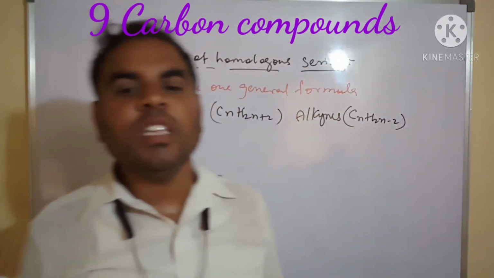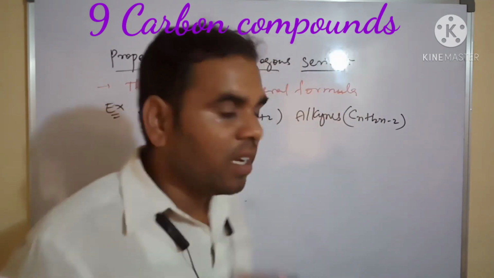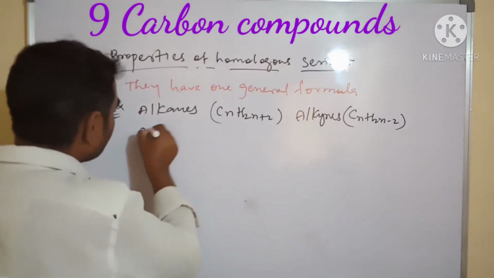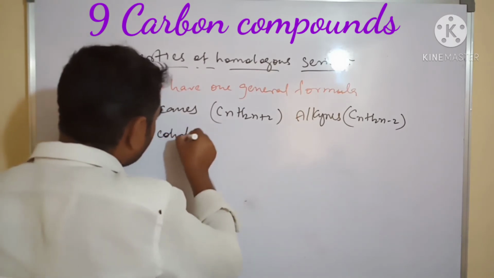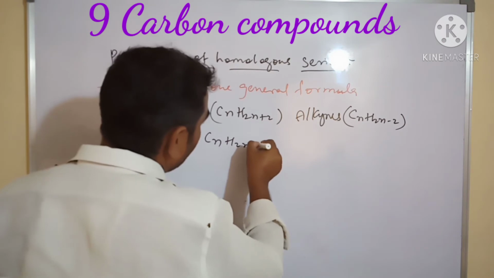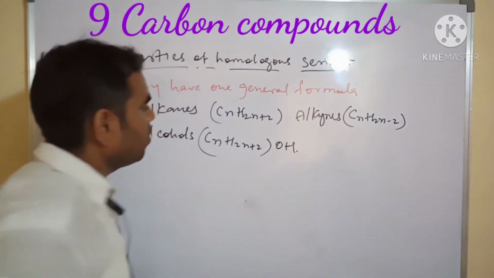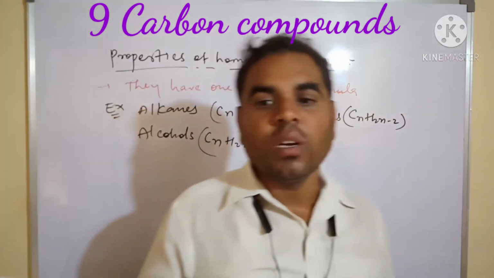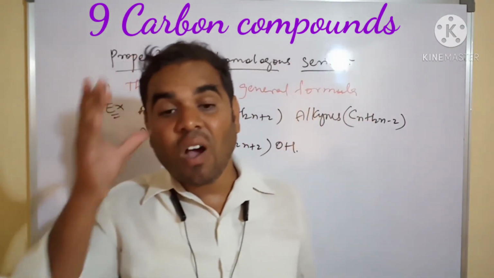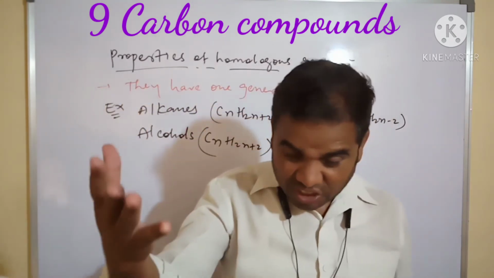Next, alcohols. Alcohols also have a general formula, CnH2n plus 1, with the OH group added. These are alcohols. Next, the second property.